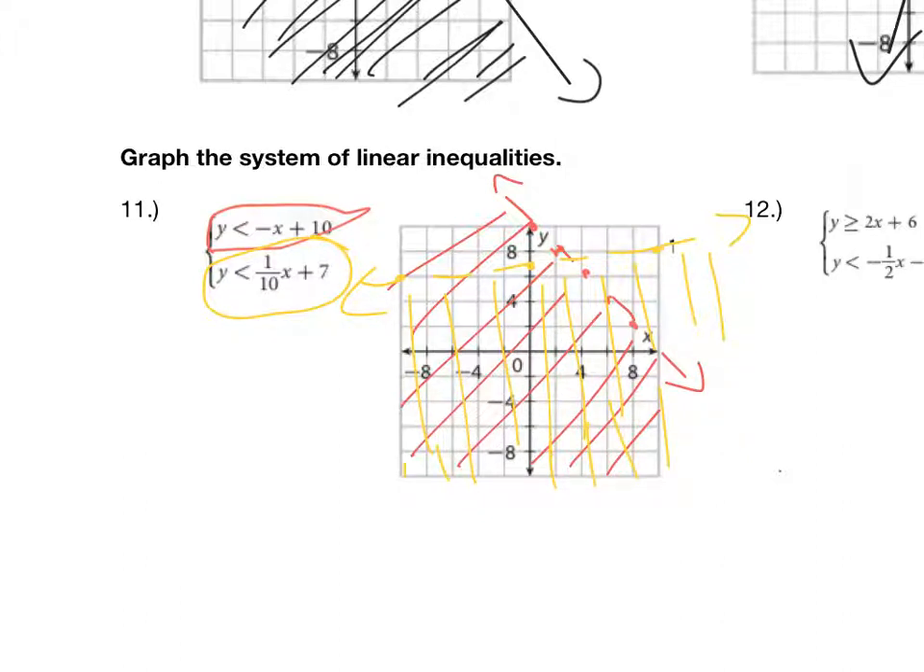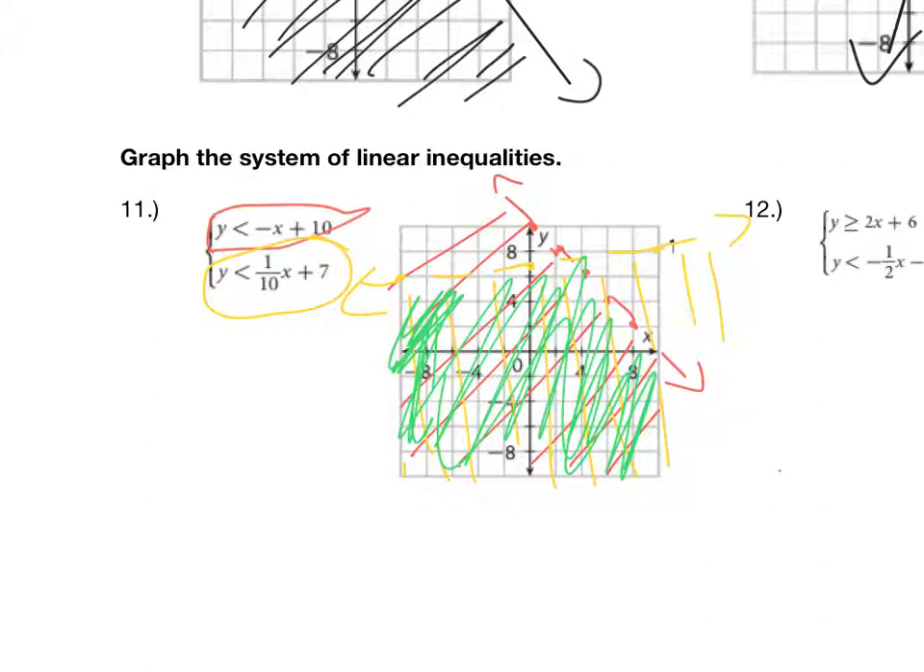And what's my solution? The solution is where they overlap, or where I have both red and yellow, which I'll go ahead and do in green. And that's this area right here. This is where they overlap. That would be your solution to this set of linear inequalities.